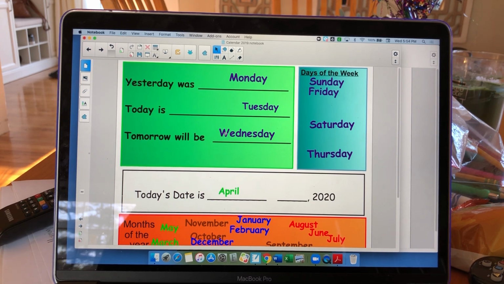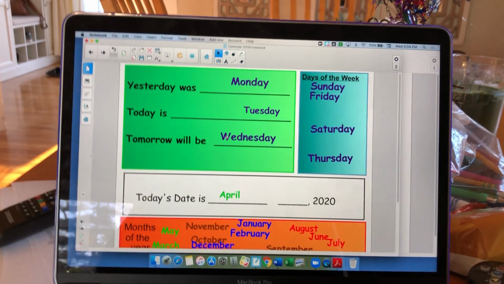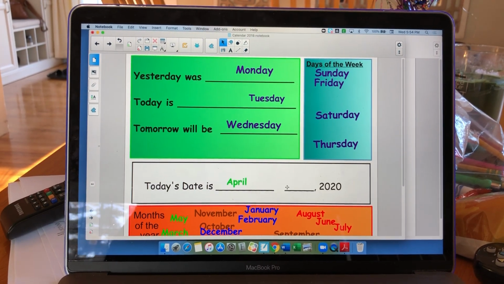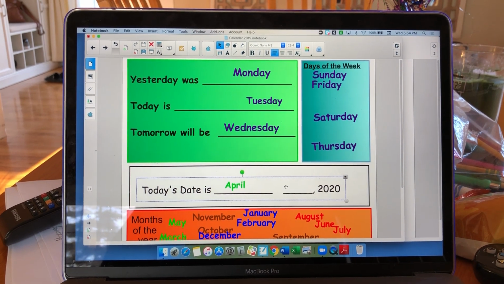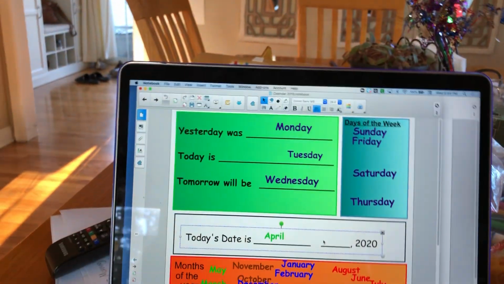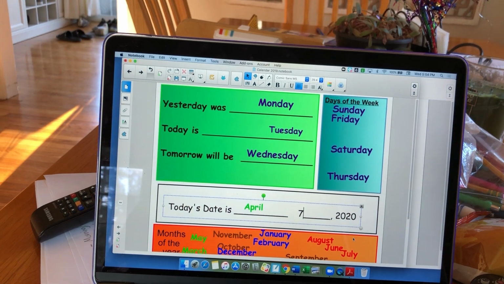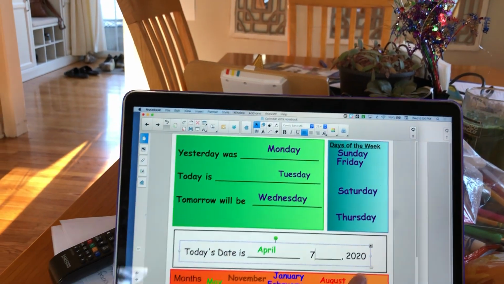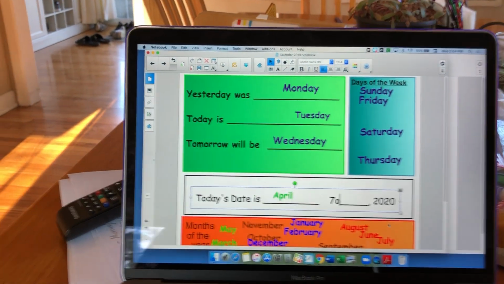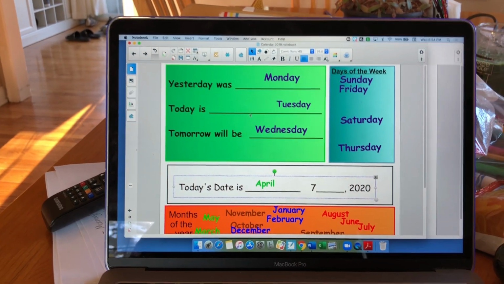Tomorrow will be Wednesday. And today is April seventh. So you're gonna make a 7. Go across and down. Oops, sorry. April 7th.